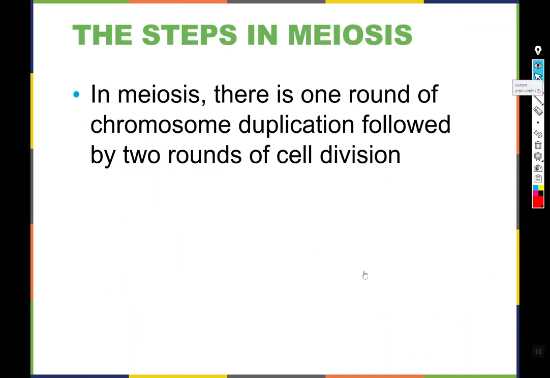So, steps in meiosis. We're going to go through them individually, but it's important to note that one major difference between meiosis and mitosis is that there is one round of chromosome duplication followed by 2 rounds of cell division. Why? That's how you get to haploid.